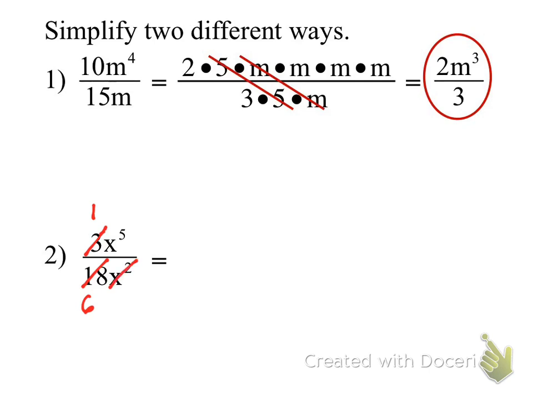Good. And when I divide x to the second power by x to the second power, what am I left with? 1. And when I divide x to the fifth by x to the second, what am I left with? X to the third. Good. And so I multiply across, I get x to the third over 6. You guys with me? This is how we do it in algebra. We're not going to be writing the subtraction signs and expanding it out. Okay.